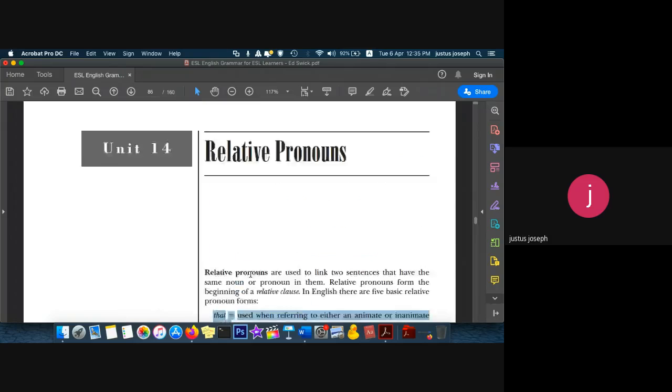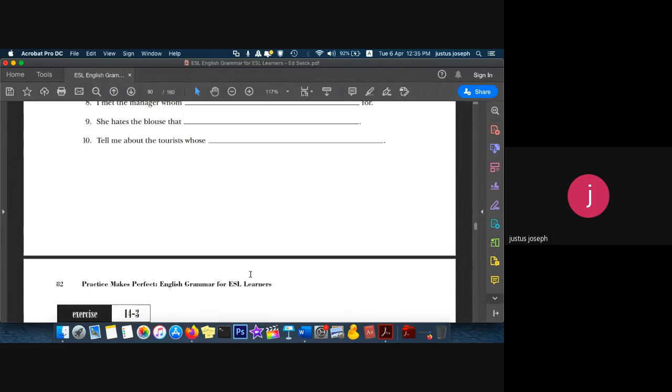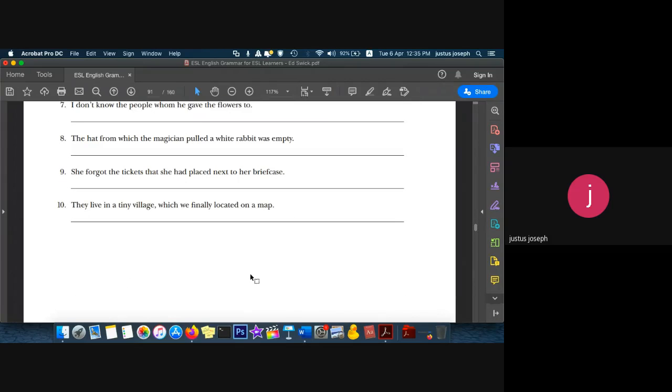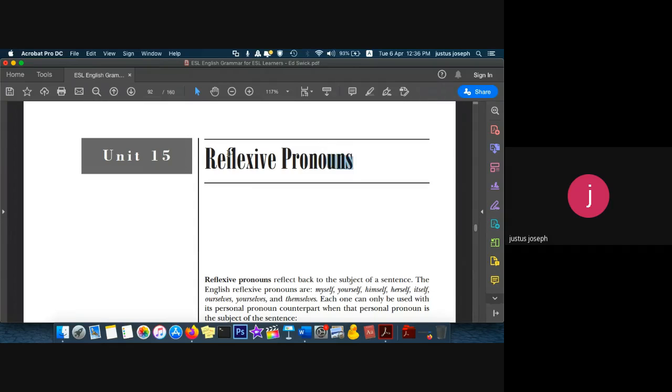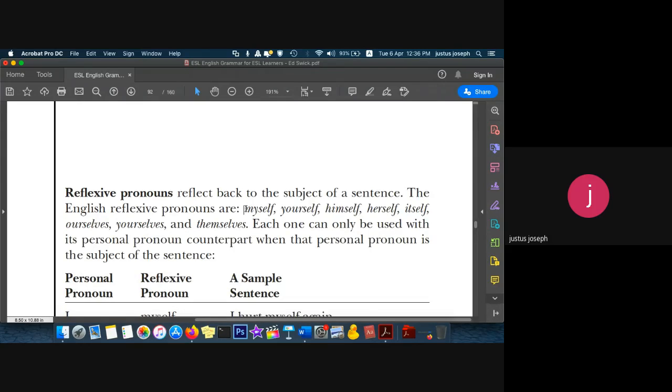This was about relative pronouns. Let's move on to the next chapter: reflexive pronouns. Now, what are reflexive pronouns? Again, do not get confused with such a big name. Look at these words: myself, yourself, himself, herself, itself, ourselves, yourselves, themselves. These are all reflexive pronouns because they reflect back to the subject.